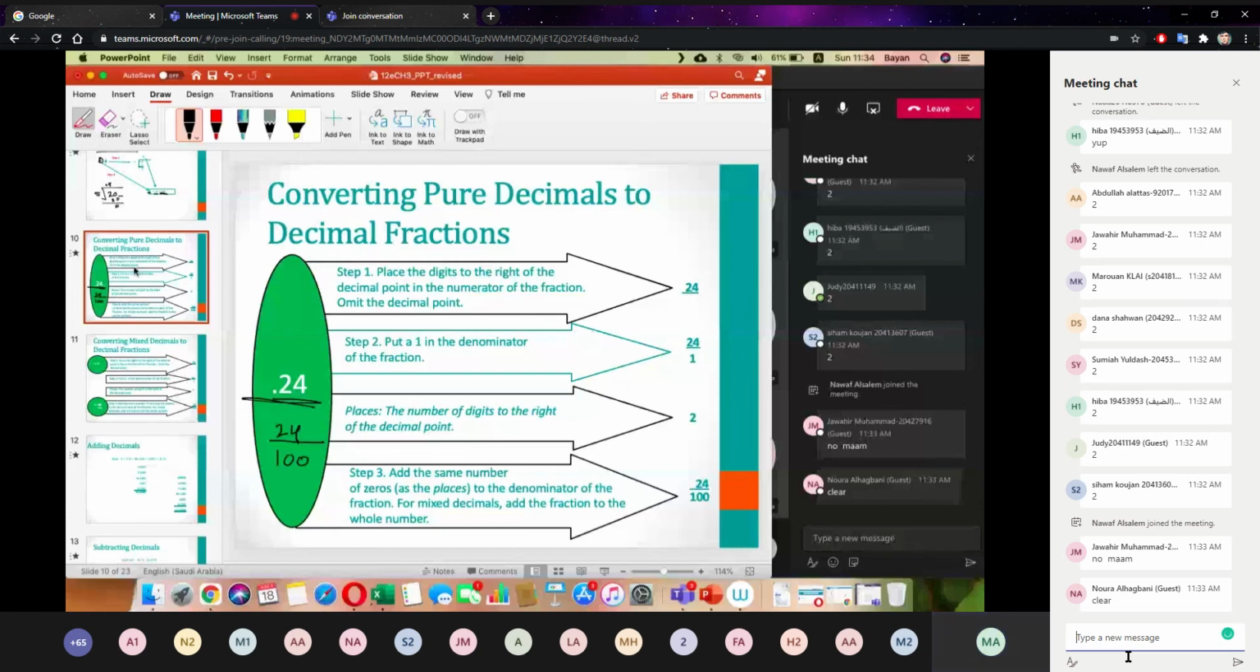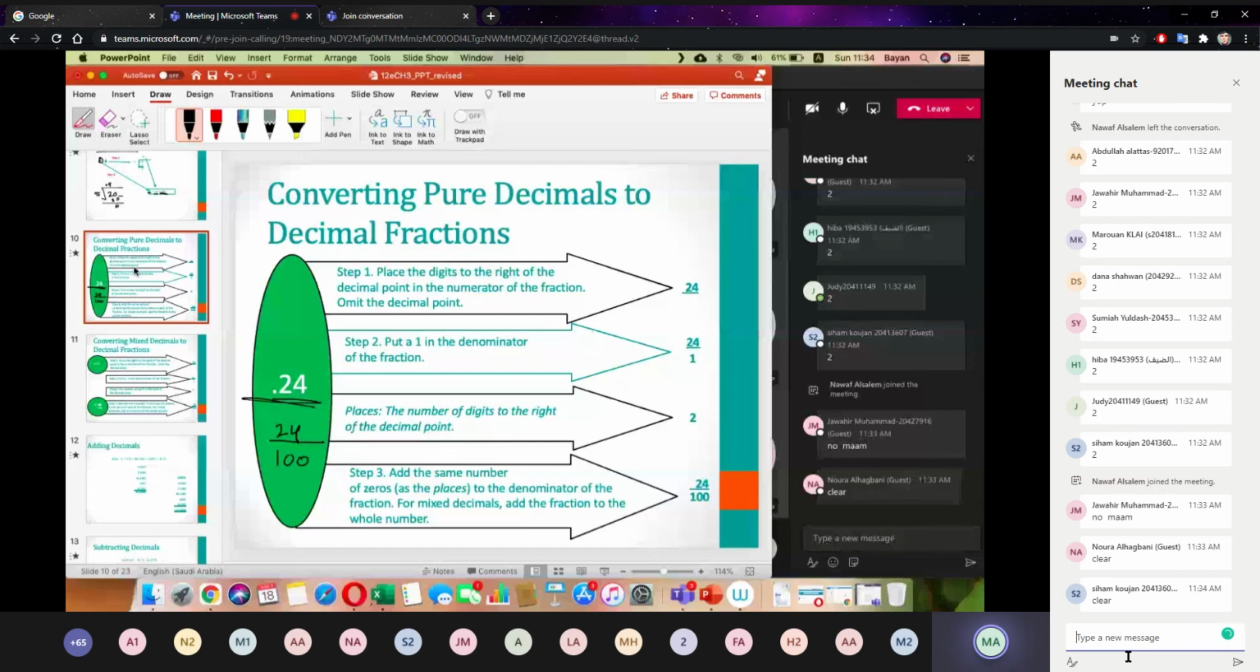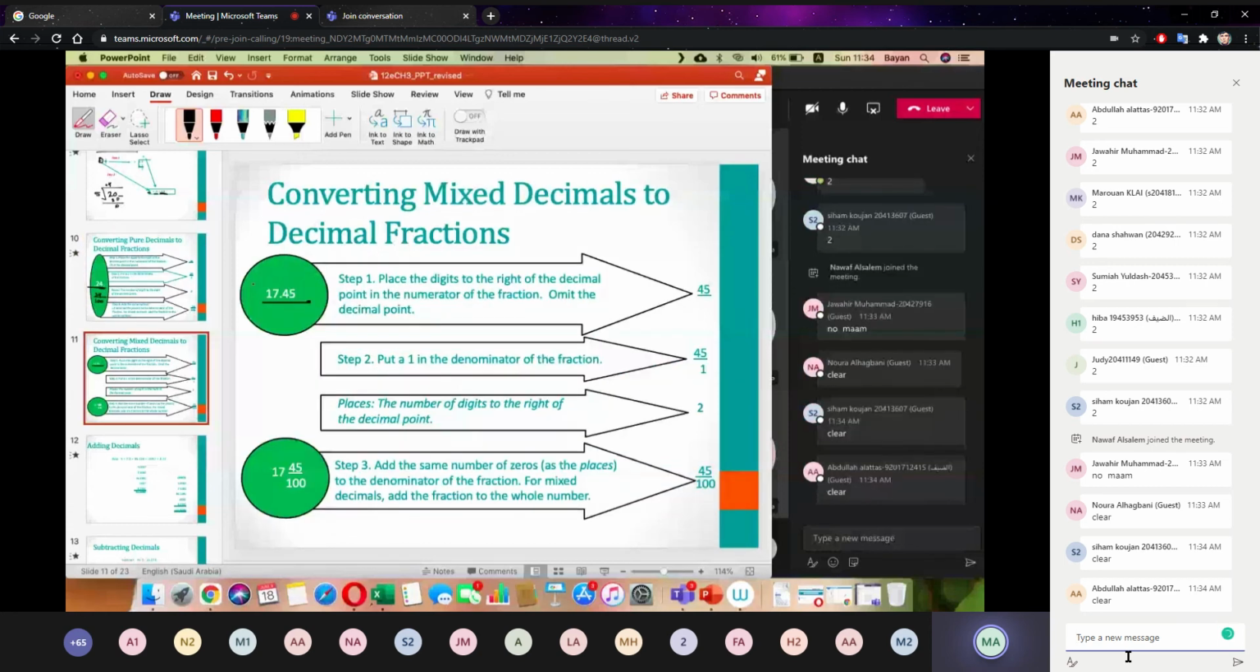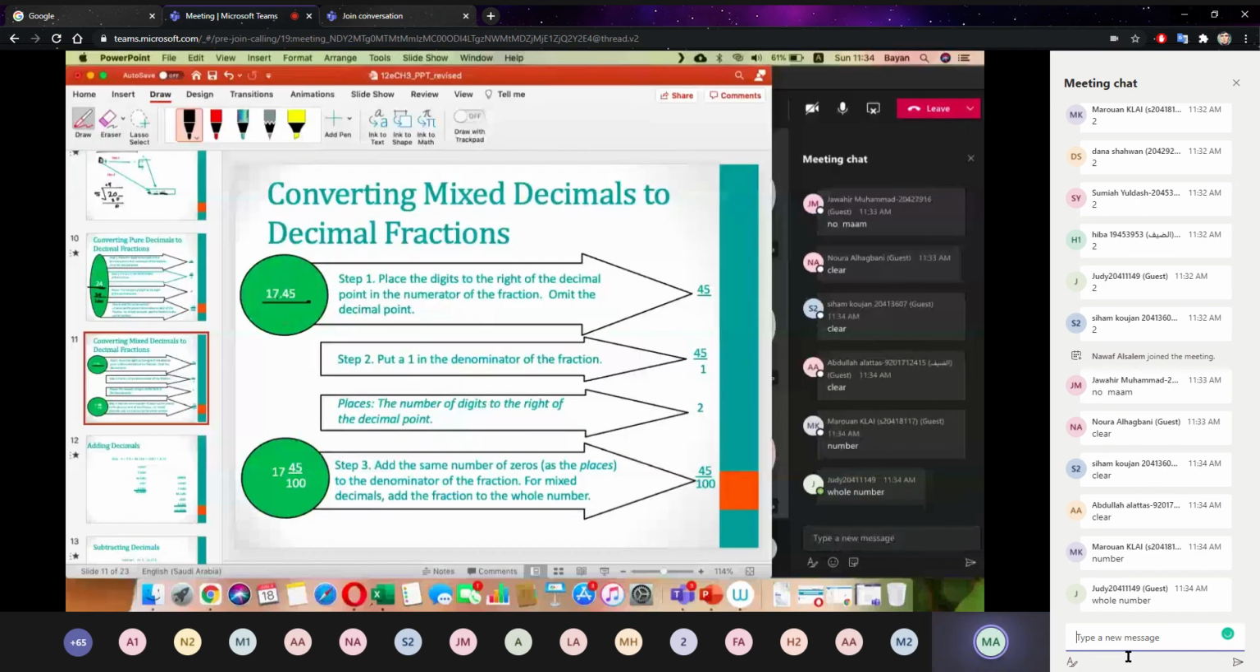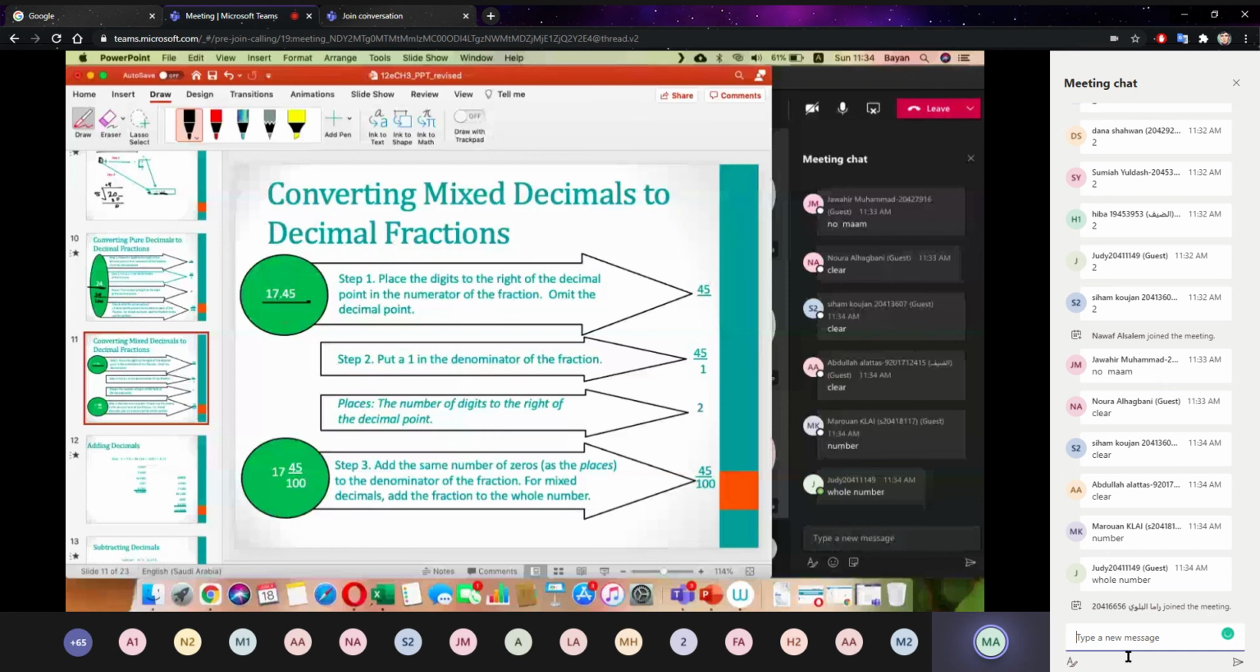You can see here, convert mixed decimal to decimal fraction. You have 17.45. 17 here is what? Decimal value or whole number? Here in the left, it's a whole number, right? So we're gonna have the 17, the whole number here, and then we should draw the fraction line.